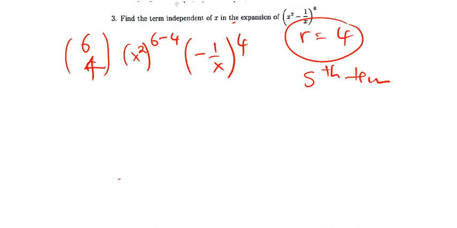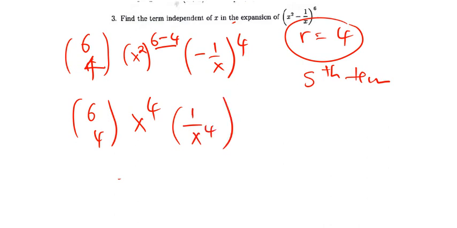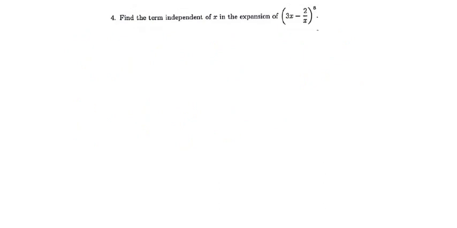Okay, so the next step, we're going to have 6 choose 4, and then 6 minus 4 is 2, 2 times 2 gives us x to the power 4, and then we've got negative 1 over x to the power 4. If we distribute the power, negative 1 raised to an even power gives us a positive 1, and then over x to the power 4. So you can clearly see that these are going to divide, and hence this clearly proves that this term is going to be independent of x. Okay, so apply the same concept to answer this one.